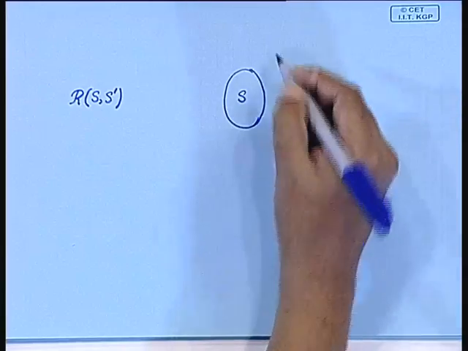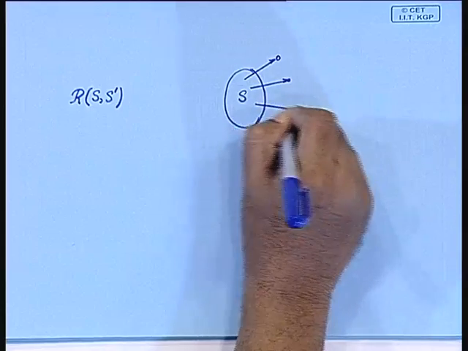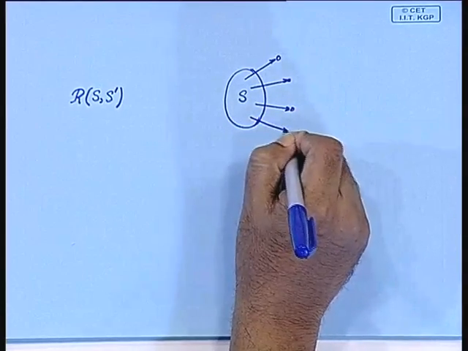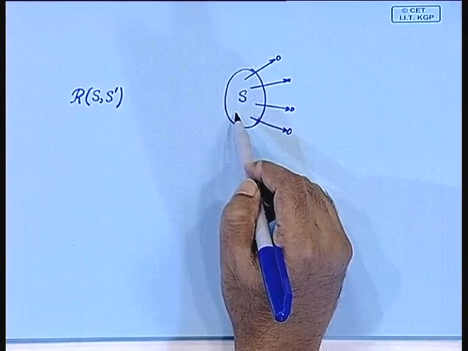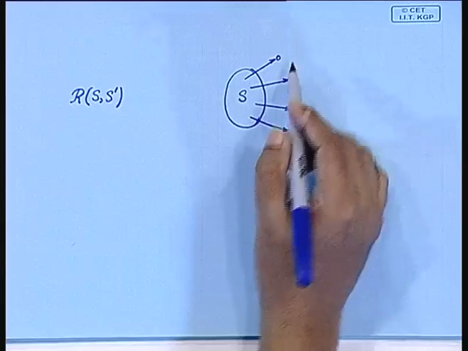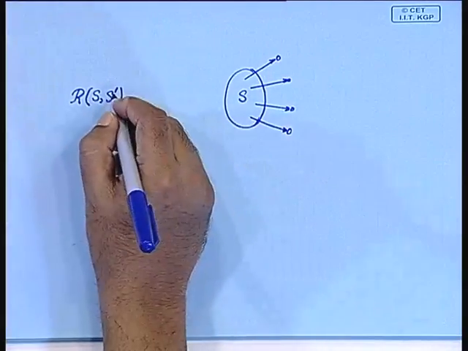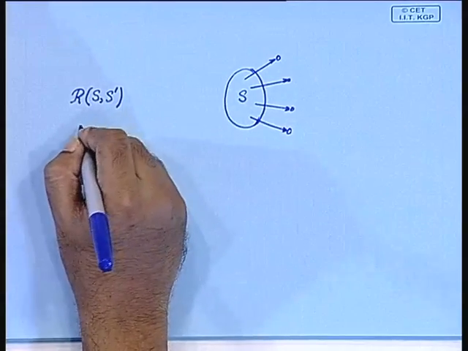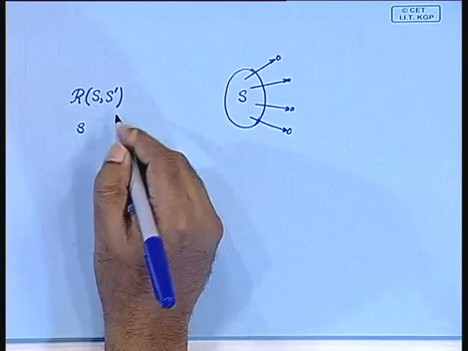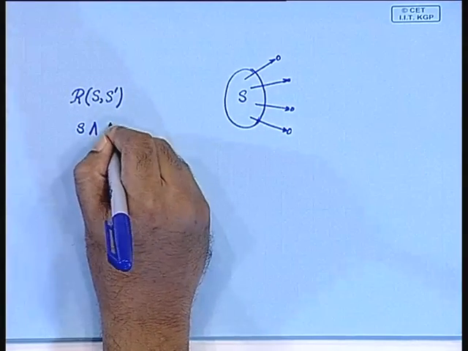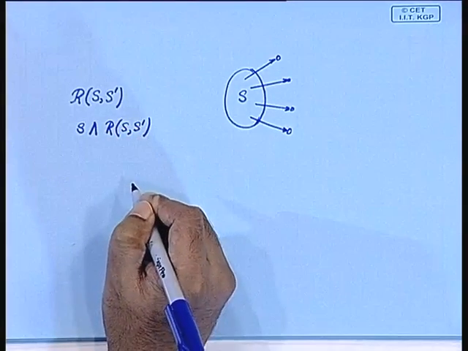So, in other words, we are interested in finding out those states which are next states of some states of these, right. So, to get that set of next states, what we can do is that we can say that okay, let us do this set S intersection R S S dash. Okay.